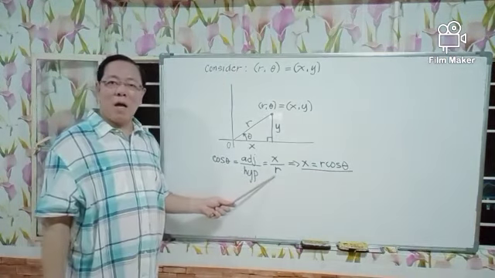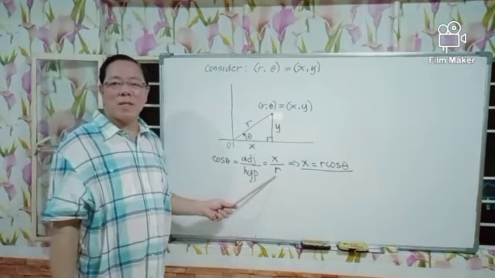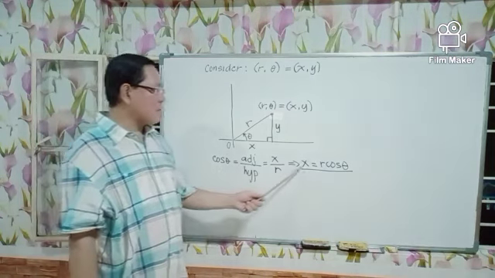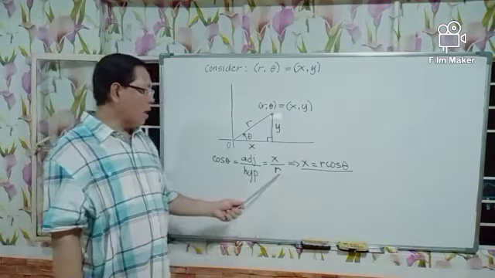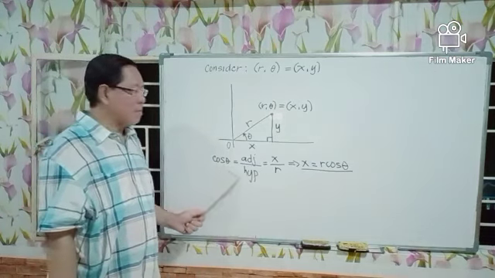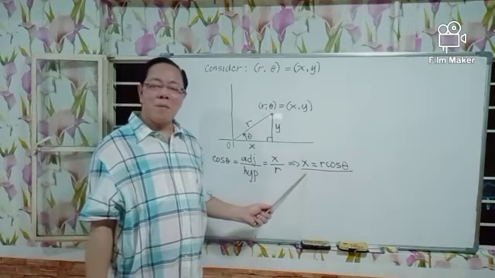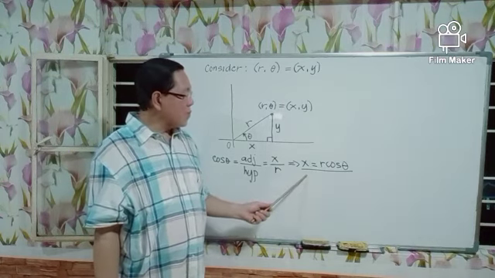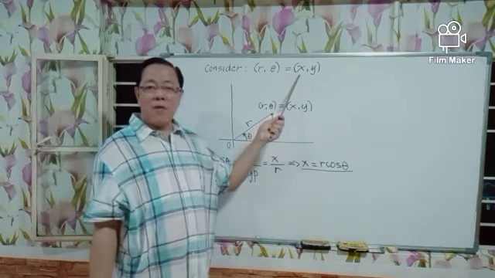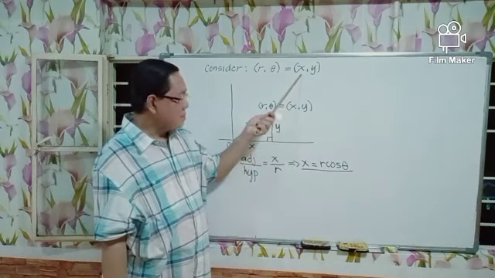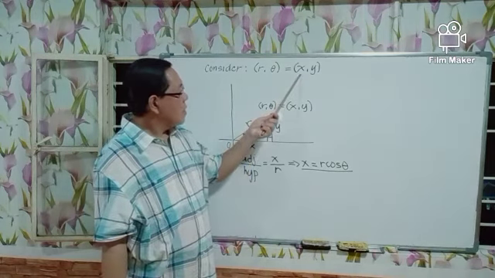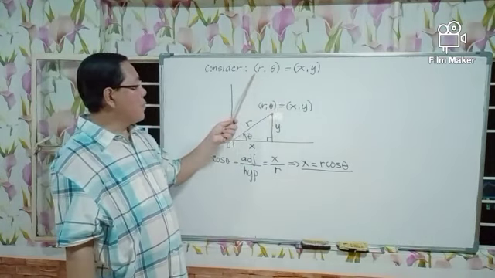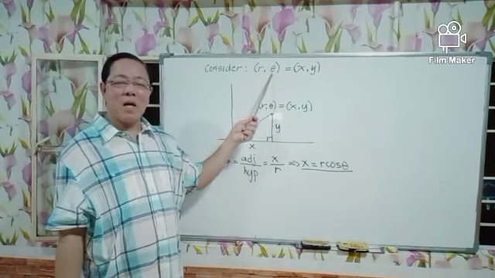And multiplying r, the radius vector or the radial coordinate, by cosine theta, you get x equals r multiplied by cosine theta. And this is the equation that you will use to find the abscissa of the point with polar coordinates r, theta.